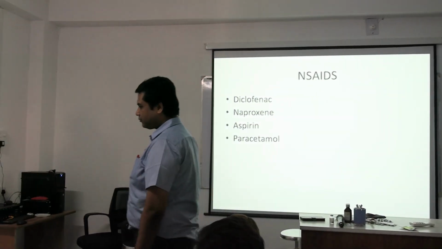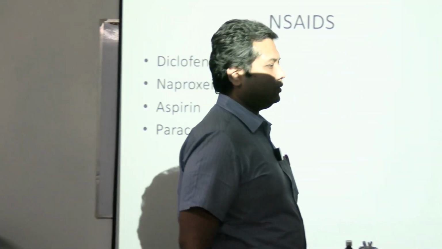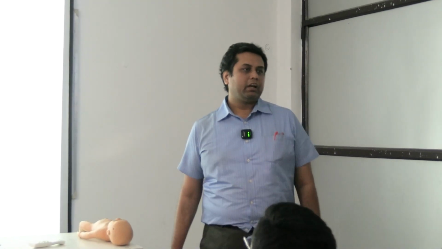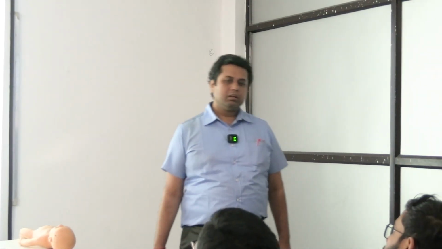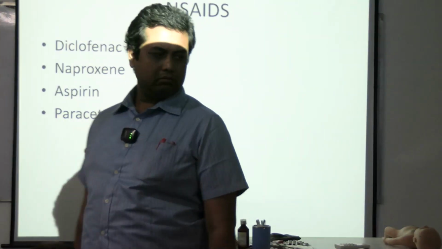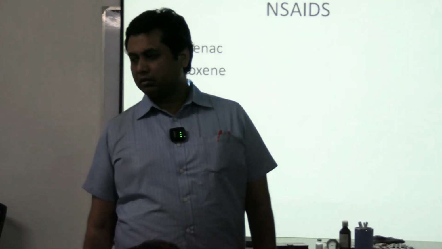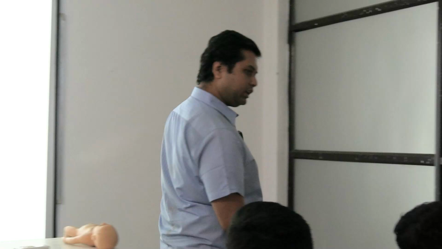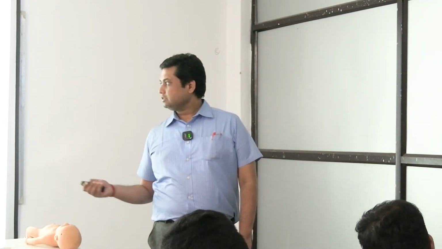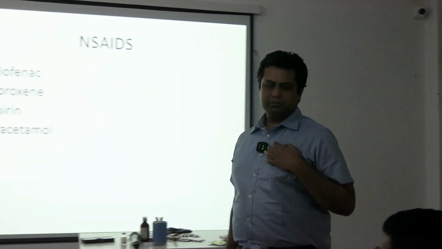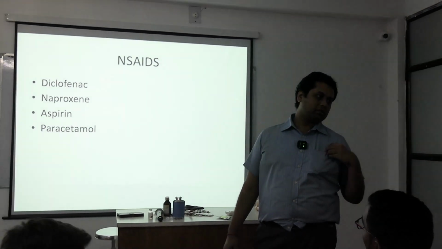Sachdeva? ঠিক আছে? COX-2 is responsible for the inflammatory process, and COX-1 is responsible for the normal physiological process of the body. কোথায়? In stomach, in kidney. ঠিক আছে? সব জায়গায়। ঠিক আছে? So ডিক্লোফেনাক, ন্যাপ্রক্সেন, অ্যাসপিরিন। So অ্যাসপিরিন কোথায় ইউজ হয়?